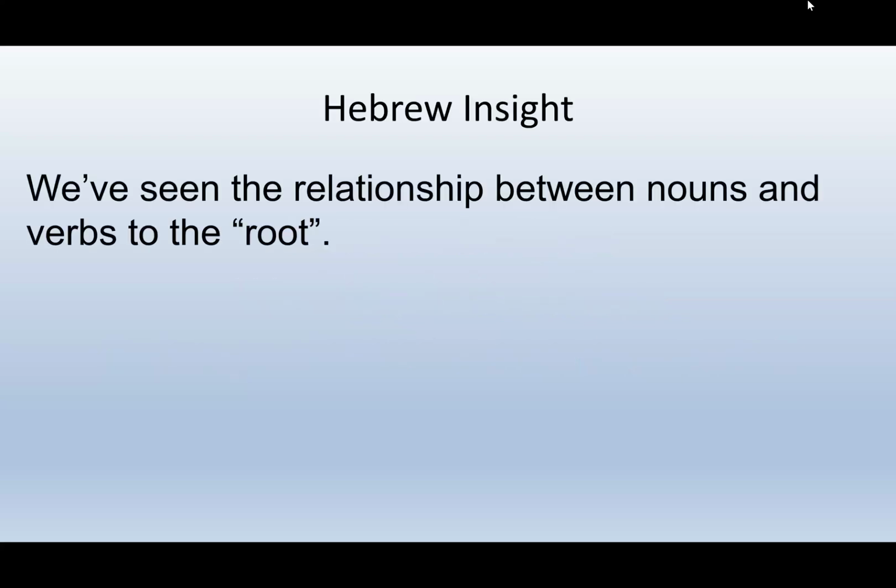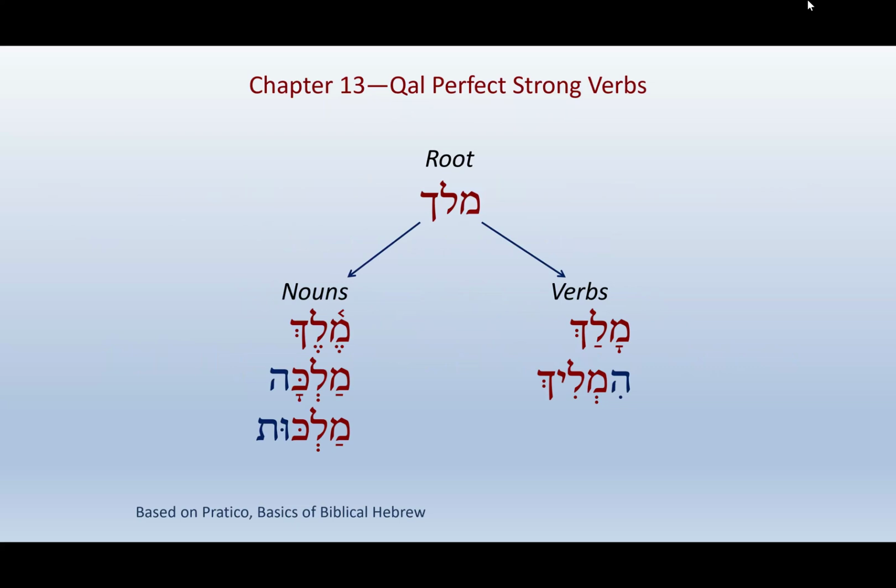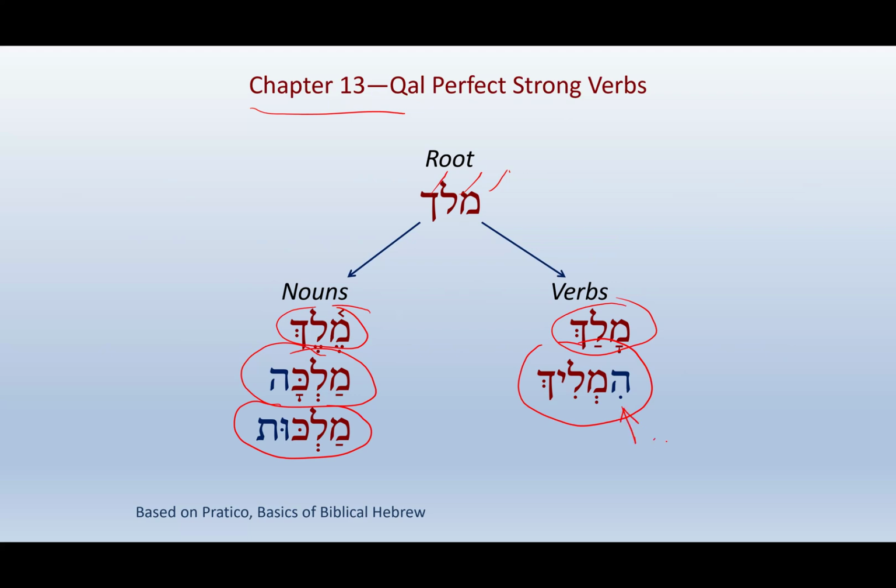So for the Hebrew insight, we've seen the relationship between nouns and verbs to the root, and this will look familiar. This came from chapter 13, and we have the mem, lamed, kaf root, and from that we can make words, nouns like king and queen, melech, malcha, and malkut, kingdom. We can also make verbs like malach. It means he reigned, or when we get to the hiphil, this is a hiphil. How do we know? Because we have the he right there, and then the I part. So that's he caused to reign, or he caused to be king. But anyway, we can see easily they're coming off of the same root.